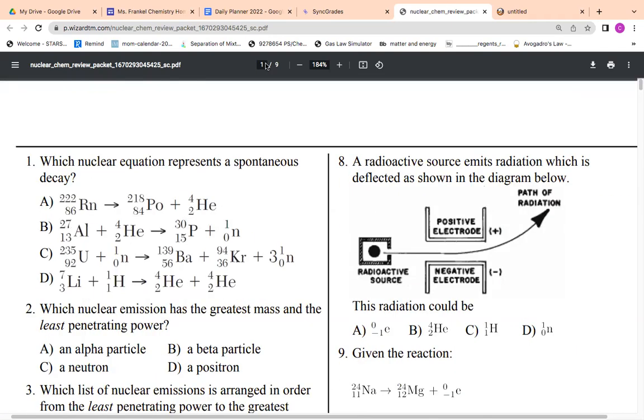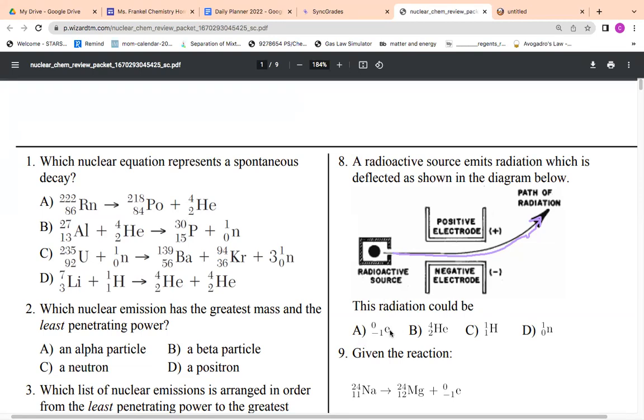All right, number 8, we've seen this plenty of times before in class. So we have this radioactive source right here, in this little box on the side, emitting radiation, which gets deflected as shown in the diagram below. So we have 2 electrodes here, one positive, one negative, and we can see that the path of this radiation is being bent upwards towards the positive plate. Again, opposites attract. So the only thing that would be attracted to this positive electrode would be something with a negative charge. So let's go through our options.